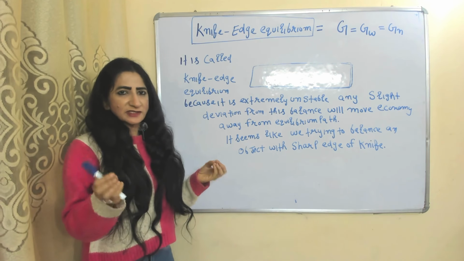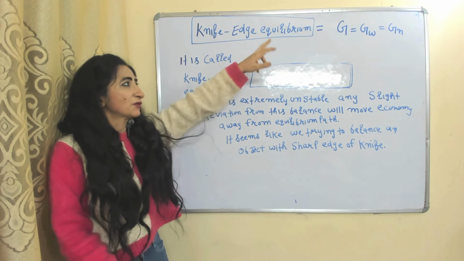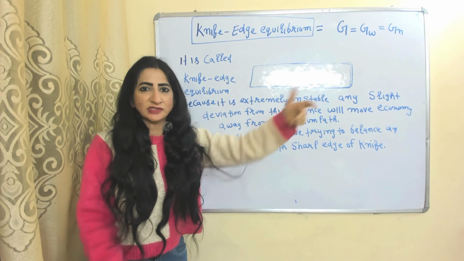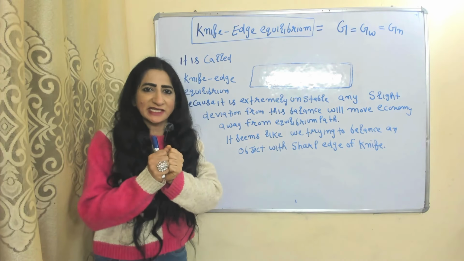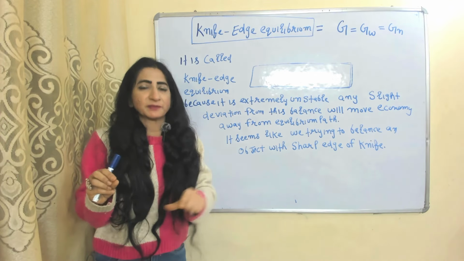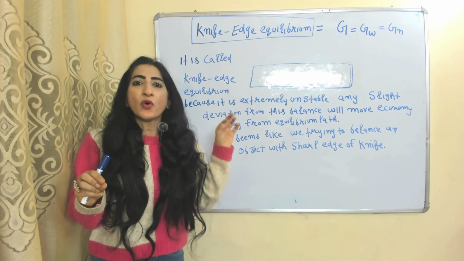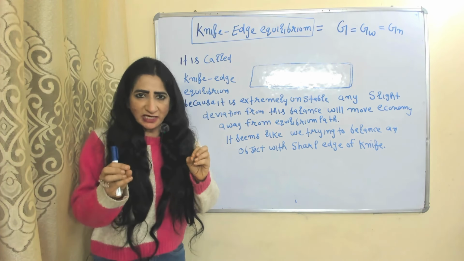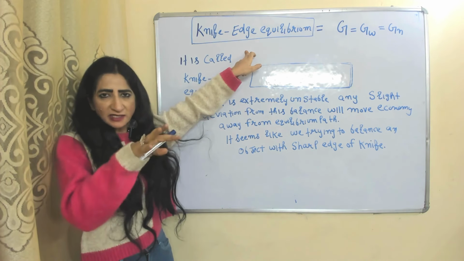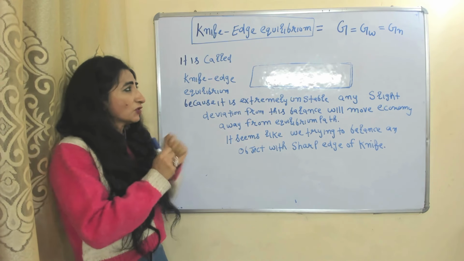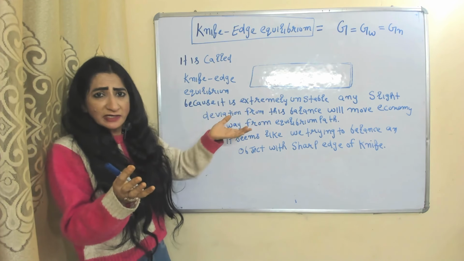What is knife edge equilibrium in this model? When the actual growth rate, warranted growth rate, and natural growth rate are all equal to each other, it is called knife edge equilibrium in this model. But why is it called knife edge equilibrium? Because this is an extremely unstable condition.